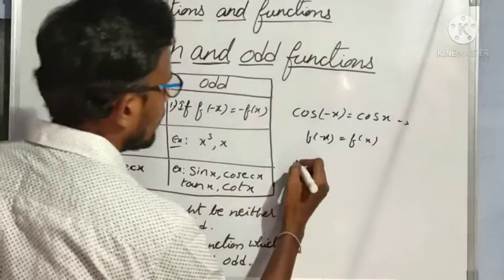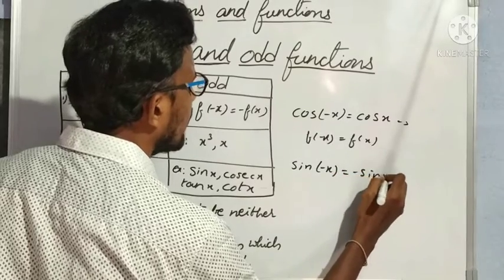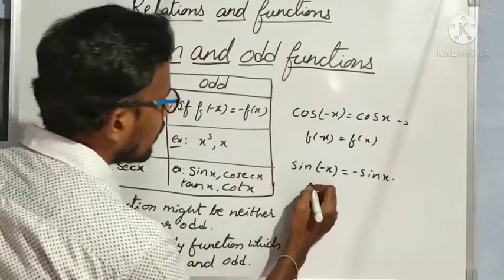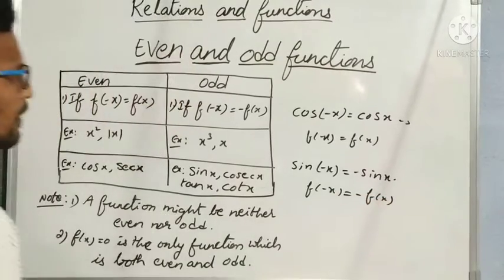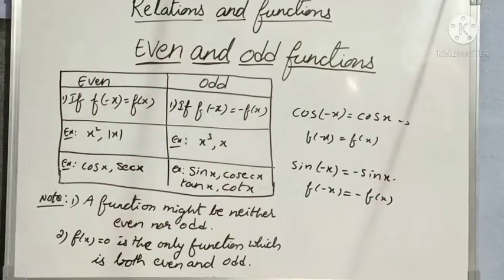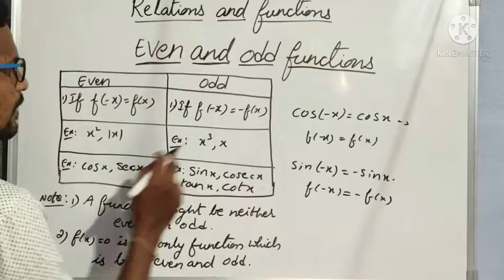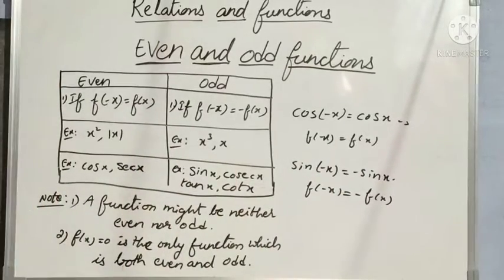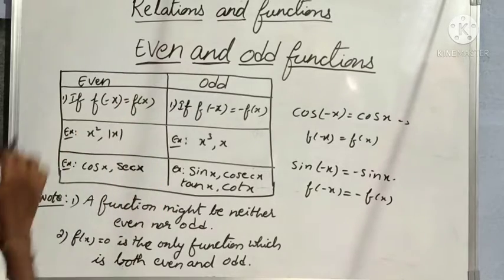But if you take sin x, what is sin of minus x? Minus sin x, right? So here we are getting f of minus x is equal to minus f of x. That's why this function is odd. Understood the difference between even function and odd function? In the same way for secant also, secant of minus x is secant x but not minus secant x. That's why here also we are getting secant x as an even function.